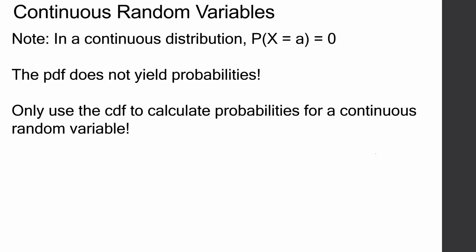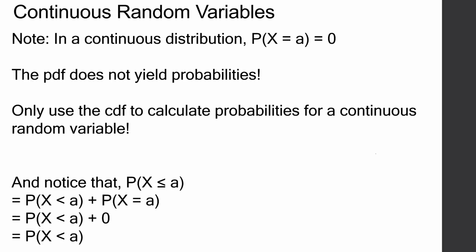So the PDF function is not going to be used. We're not going to use the d functions for any of our continuous distributions, okay? The PDF function does not yield probabilities. It just simply tells you the height of the curve at that specific x. So we are only going to use the CDF, that is the p functions, to calculate probabilities for any continuous distribution.